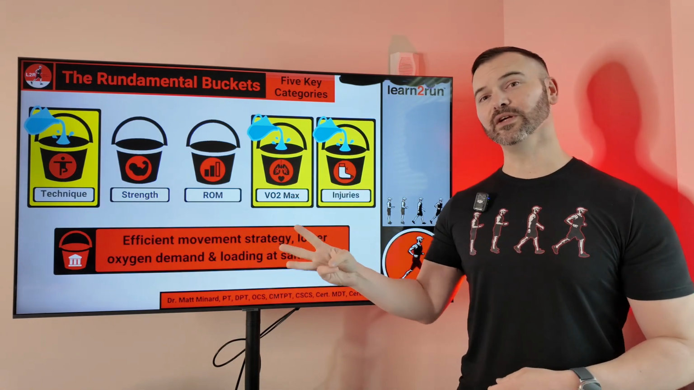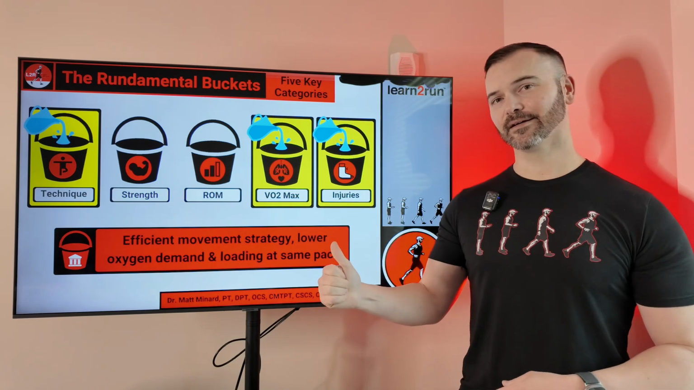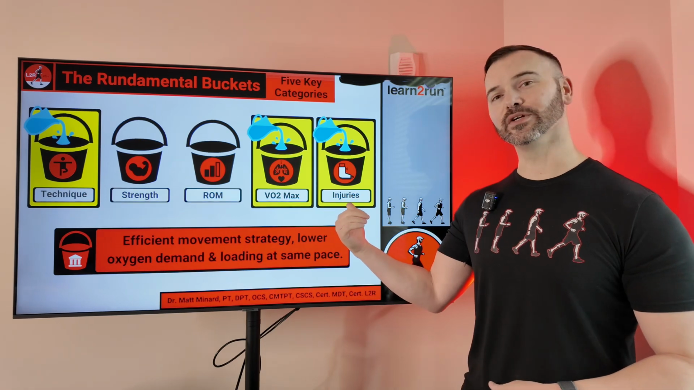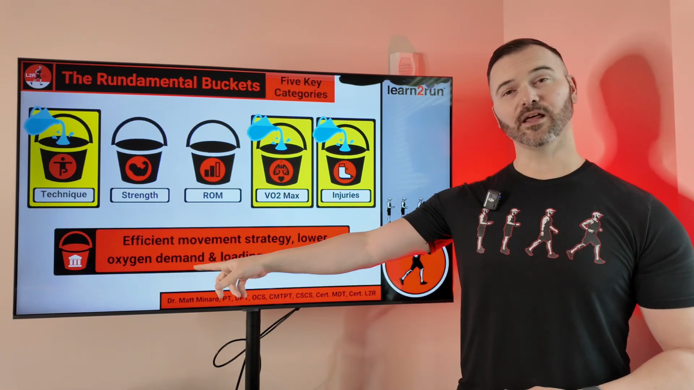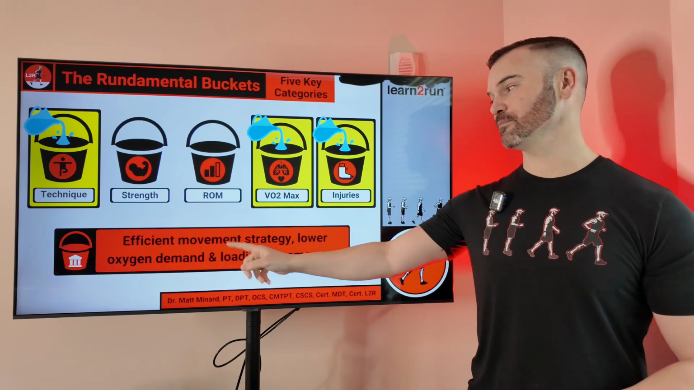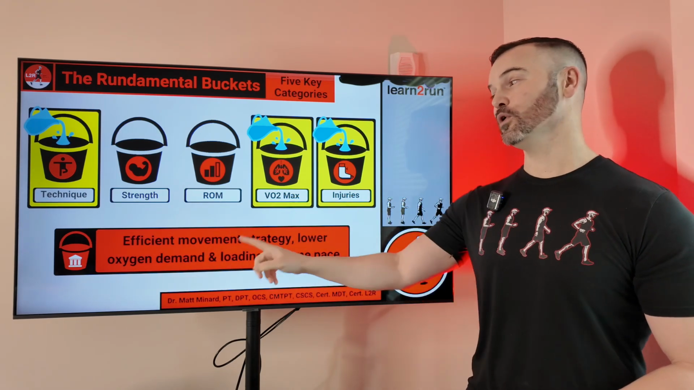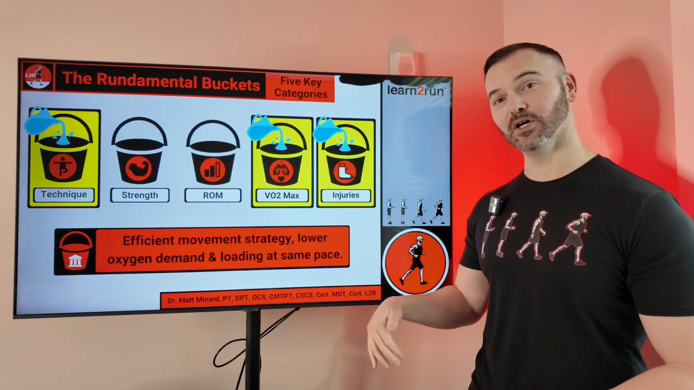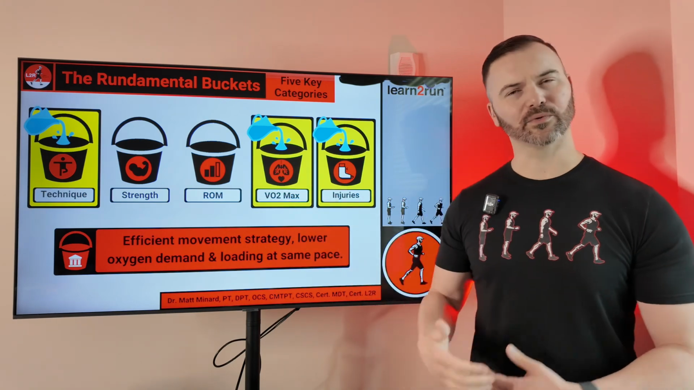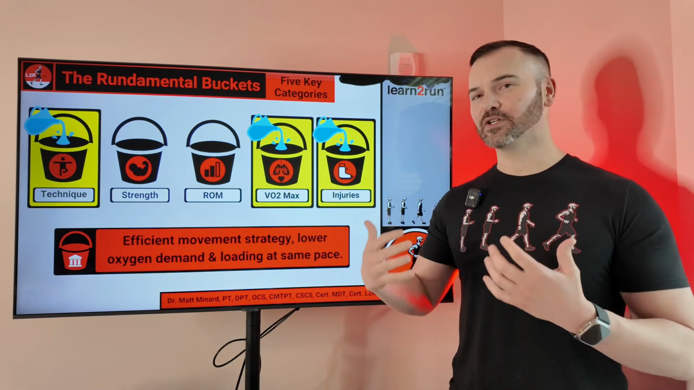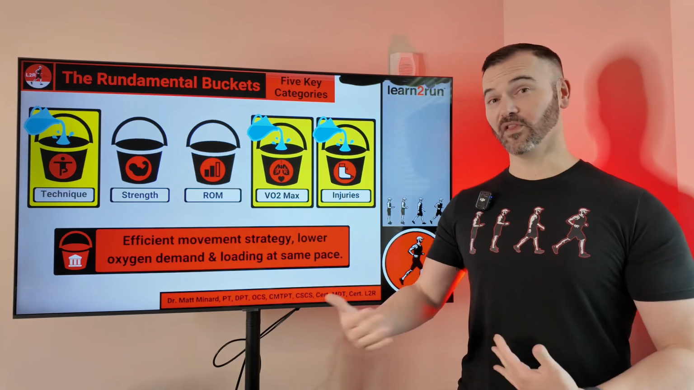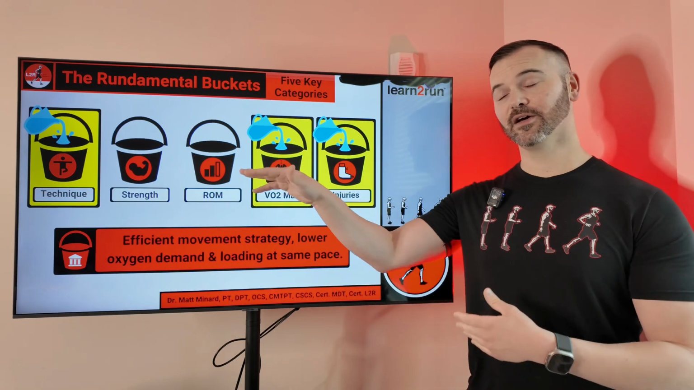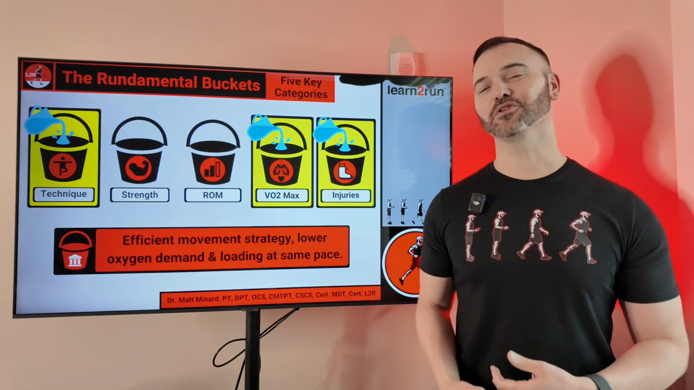So today we're filling 3 of the 5 buckets: technique, VO2 max or oxygen demand, and injury or injury prevention. Said another way, today we're talking about efficient movement strategy, lower oxygen demand, and loading at the same pace but lower loading. And this will all make sense when it comes to efficiency. How can we get the job done, move forward, either with less effort, or can we keep the same effort, same energy expenditure, but move forward faster? These are the 3 buckets.